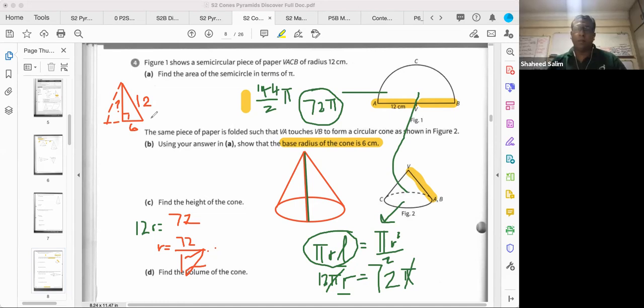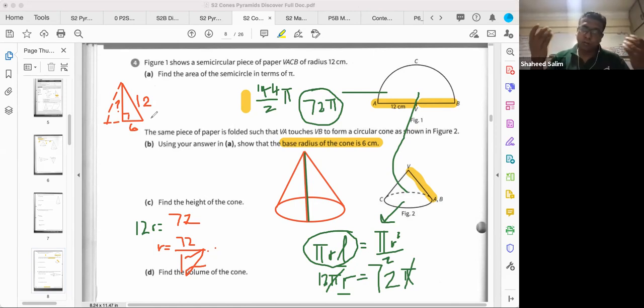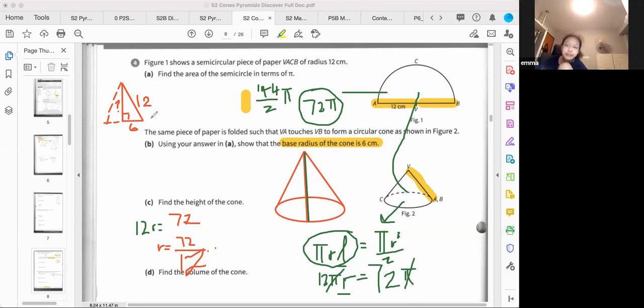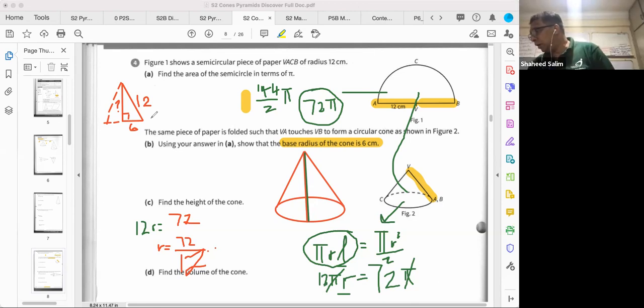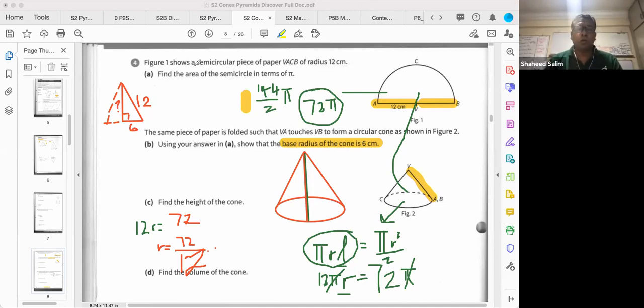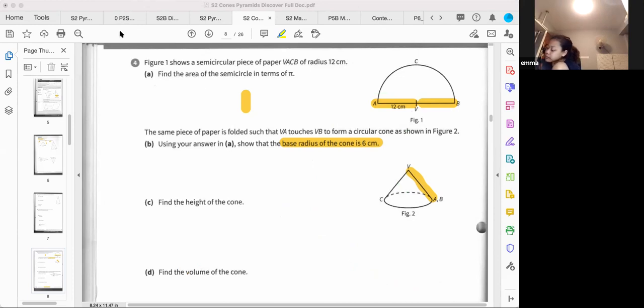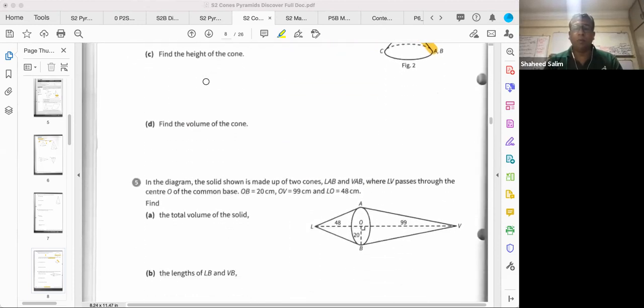Once you get your height, tell me. 10.4. Well done. Find the volume of the cone. 392.1. Found it. 392.1. Okay, well done. So congratulations, you've gotten it. I'm going to clear this, and we move on to this one.